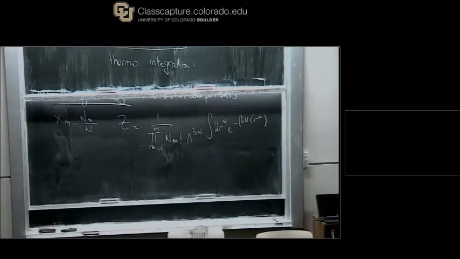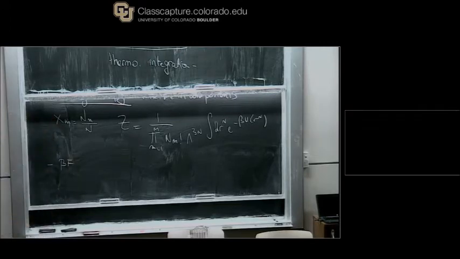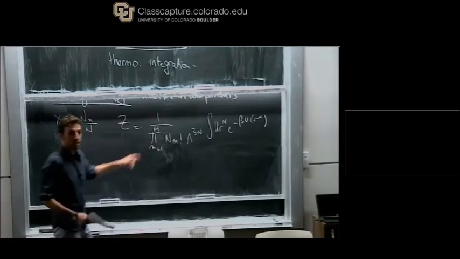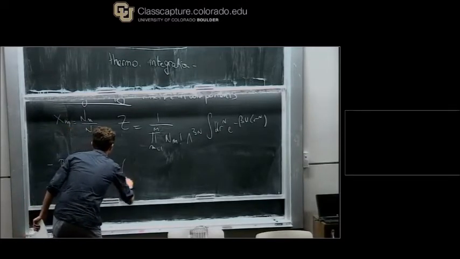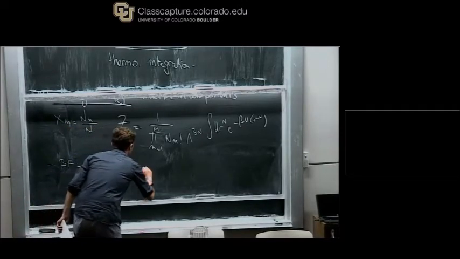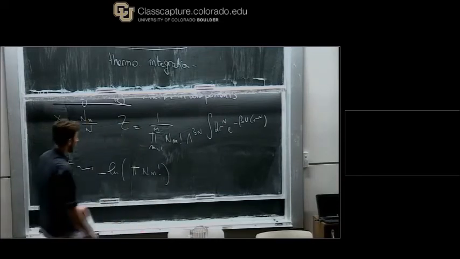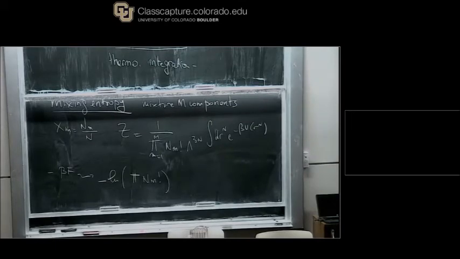When you want to compute the free energy, so when you want to compute something like minus beta f, you will take the log of the partition function. So you will have a term which is the log of this product of factorials. So you'll have a term that looks like minus log of this product.